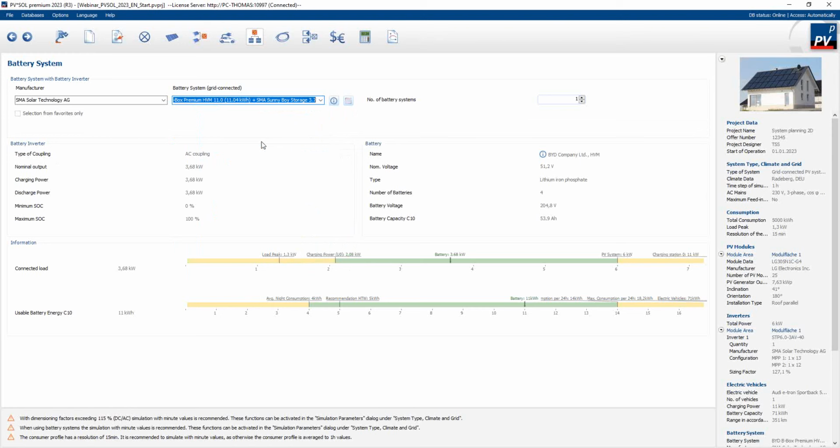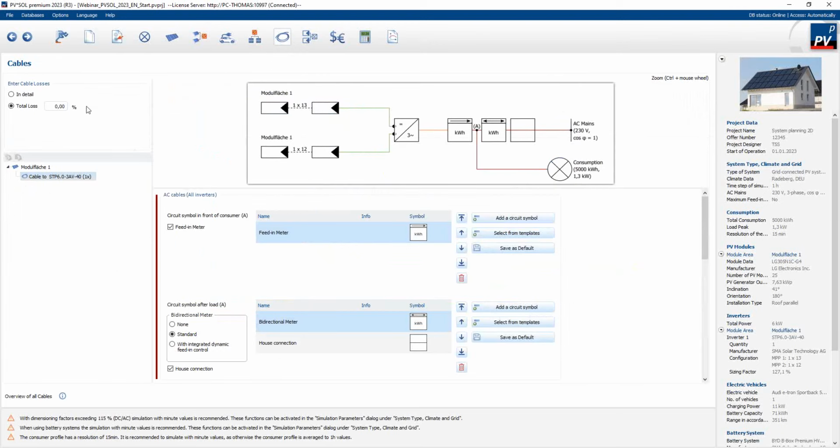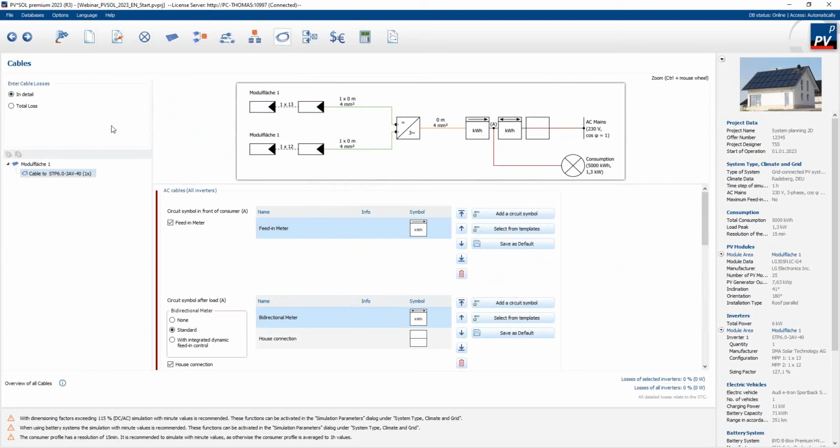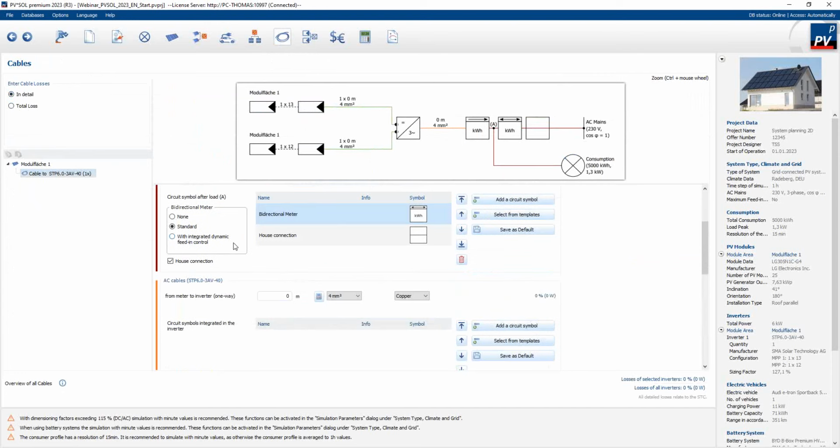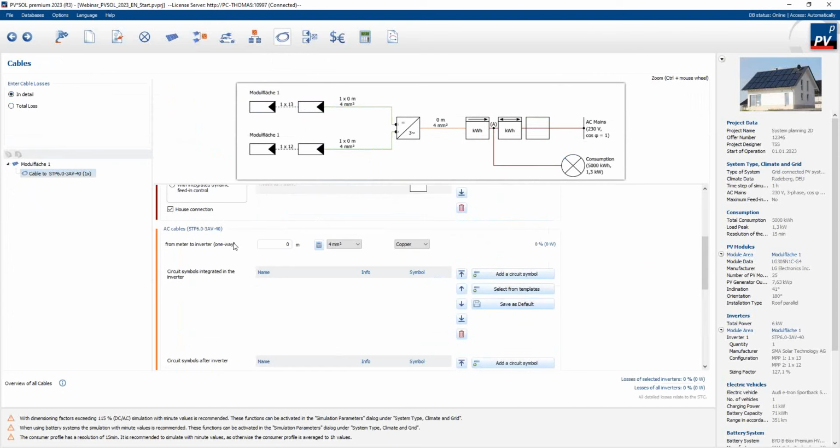Again, you can increase the number of battery systems here if you like. And that's it for this window. Let's go to the next one, and this is for the cables. This is basically to determine the cable losses. You can enter total loss if you like, or you can also select the option in detail. Then you have to enter the cable length and cable cross sections, and the software then calculates the cable losses out of this. Yes, and you have two parts.